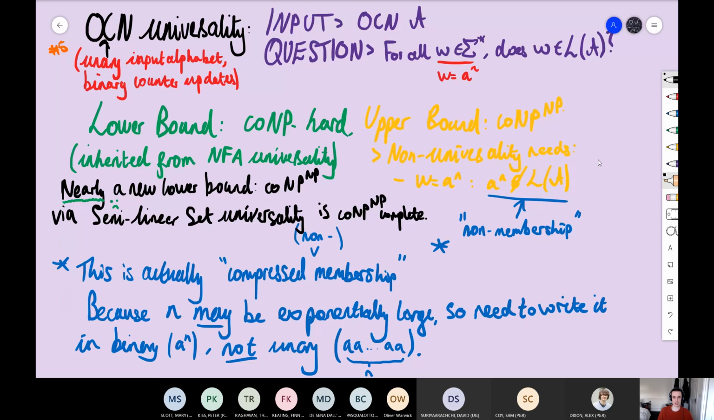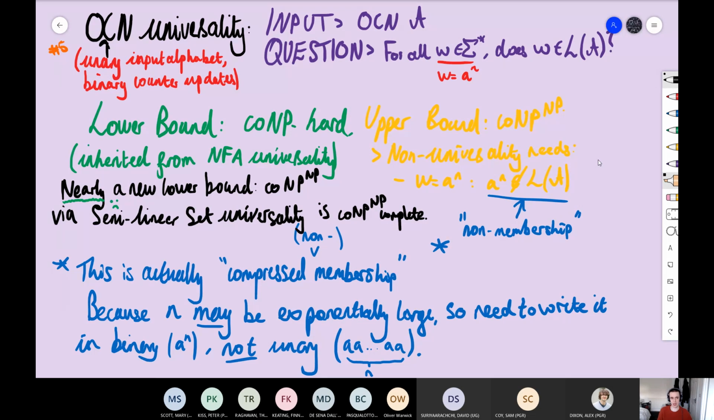In this case, the alphabet is just the letter A for unary, and my updates are allowed to be plus or minus n. That's my restriction. Now universality doesn't have to be on OCNs, but for this it does. We take as input just an OCN, which I've called curly A at the top there, and then a question. Universality says, for all words, does the word belong to the language L of A, where A is our automaton or whatever.